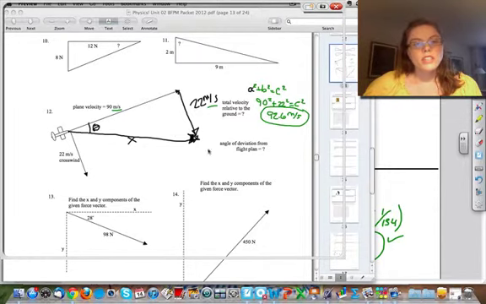Angle of deviation, so we have, this is the hypotenuse right here. Here's our angle, so this is our adjacent, and this is our opposite. Which trig function uses adjacent and opposite?